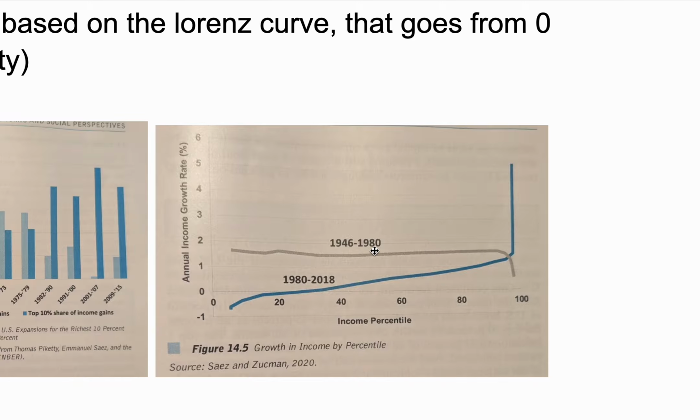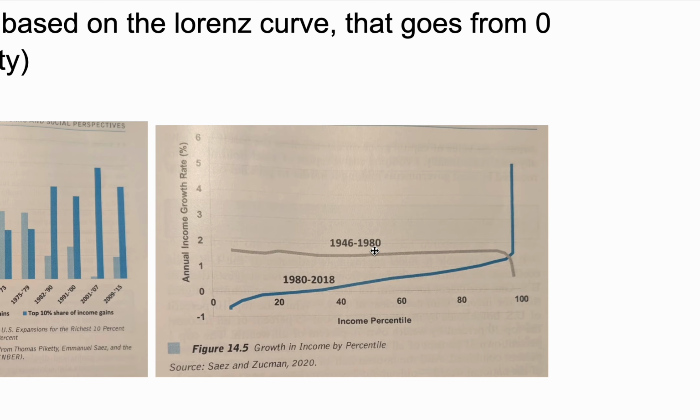We also have this other data that shows annual income growth rate. Annual growth rate means growth in one year. For example, from 1990 to 1991, by what percentage has income increased?